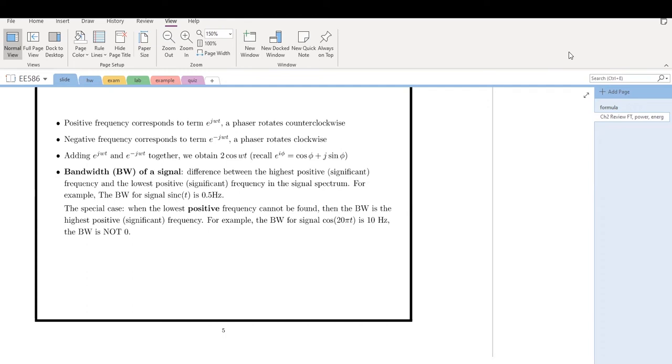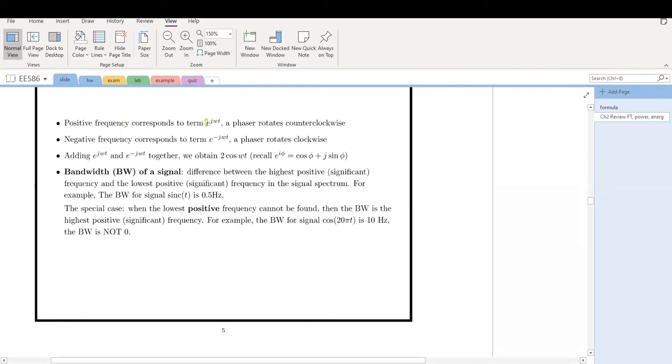That is in theory when we calculate the Fourier transform. And notice that in real systems, there is no negative frequency, but why in theory do we need to have negative frequency? And here is why.